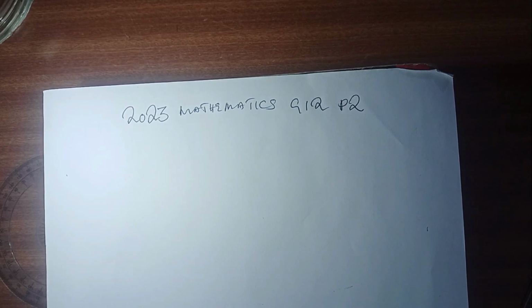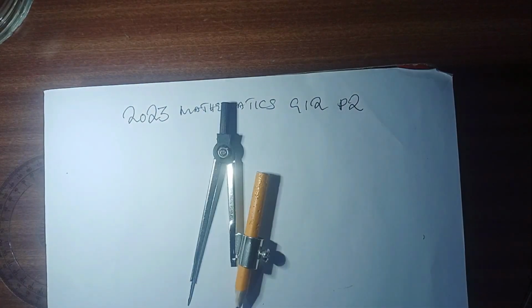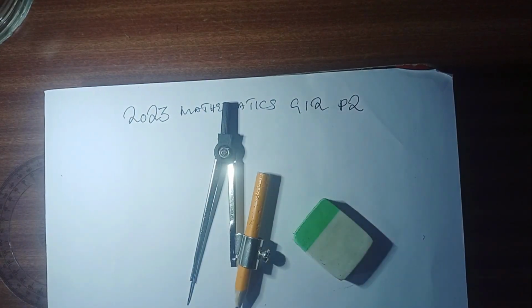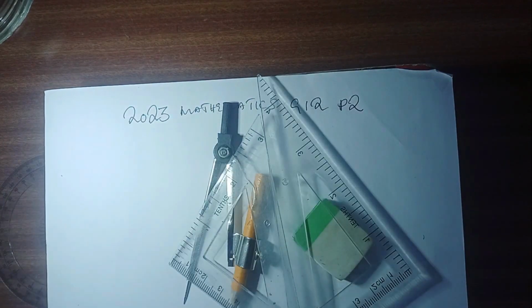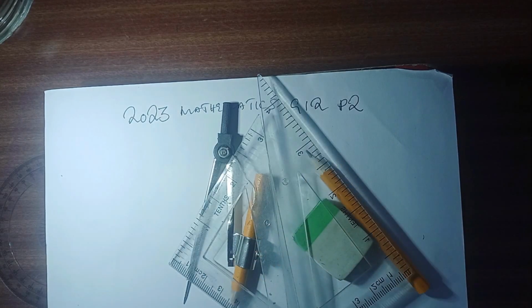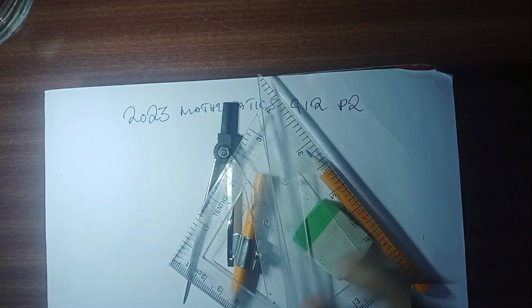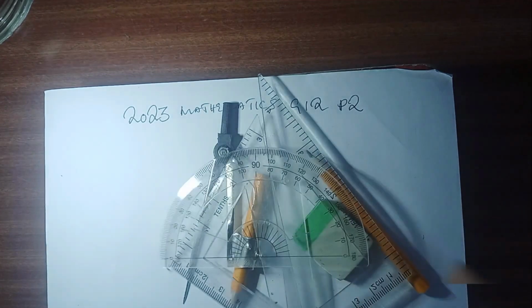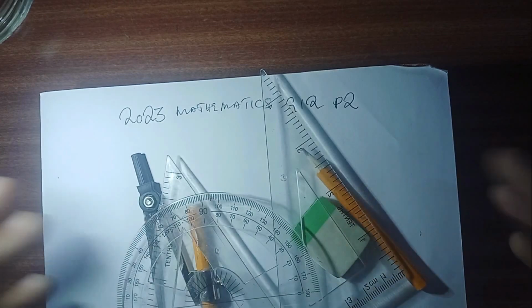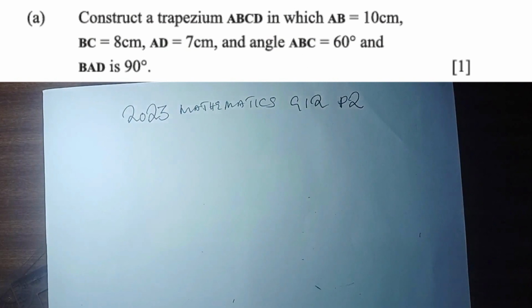Having said all that, let us begin. In order for us to attempt to answer this question, we need a compass, a pencil, an eraser, set squares for measuring 90 degrees if we are required to do so, an extra pencil if you want, that can help a lot, and a sharpener to make our pencil sharp enough. And most importantly, we also need a protractor. So these are the basic instruments that we are going to need. Let us look at the question and begin with the answering.